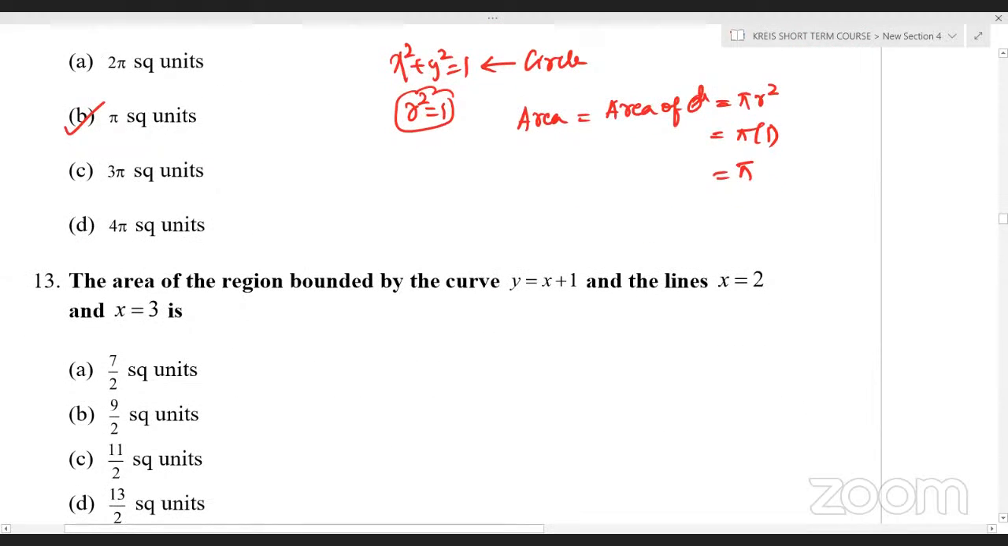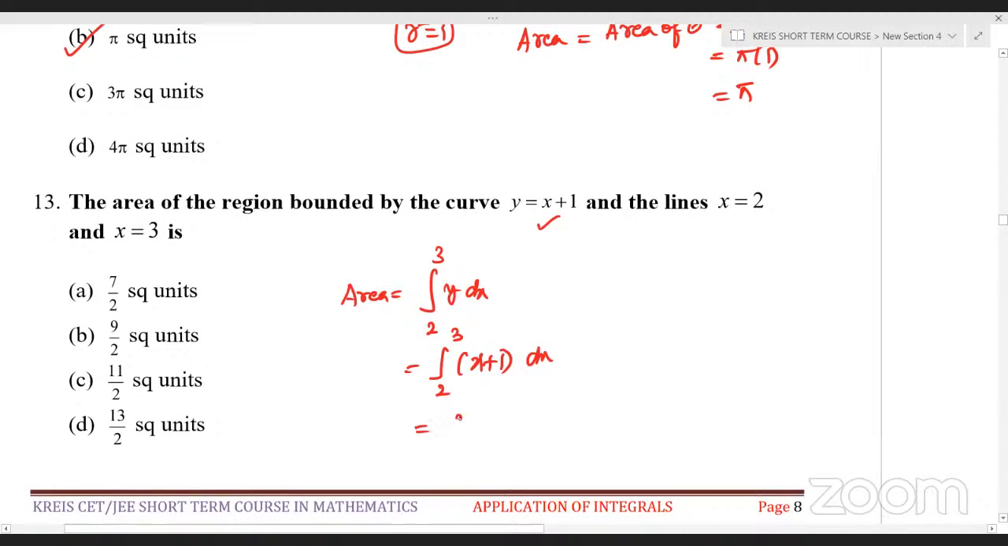The next question: area of the region bounded by the curve y is equal to x plus 1 and the lines x is equal to 2 and x is equal to 3. It's a direct question. You can write integral from 2 to 3 y dx, which is integral from 2 to 3 of x plus 1 integrated with respect to x. The integration of x is x square by 2, and integral of 1 is x, evaluated between 2 and 3.